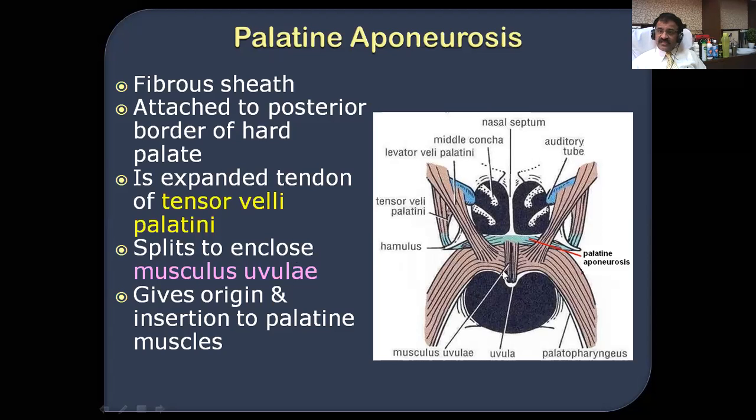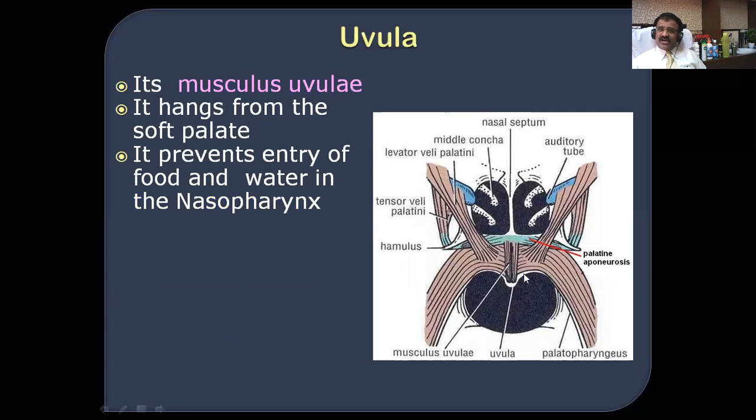So musculus uvuli आपण त्याला म्हणतो पडजीभ, or it is also called uvula. It is a projection. Gives origin to the insertion to palatine muscles. Now, what is uvula? In short, it is also called musculus uvuli. Here, uvuli पडजीभ म्हणतो आपण. ही जीभ नाही, पडजीभ कारण ती नंतर नेझोफॅरिंक्सला बंद करते गिळताना. While deglutition, it helps. It hangs from the soft palate, and it prevents entry of food and water into the nasopharynx at the time of deglutition.